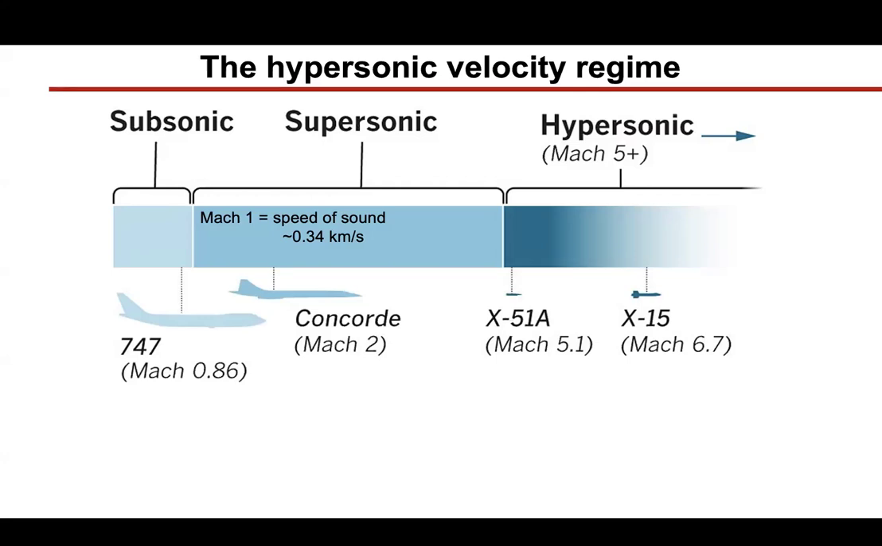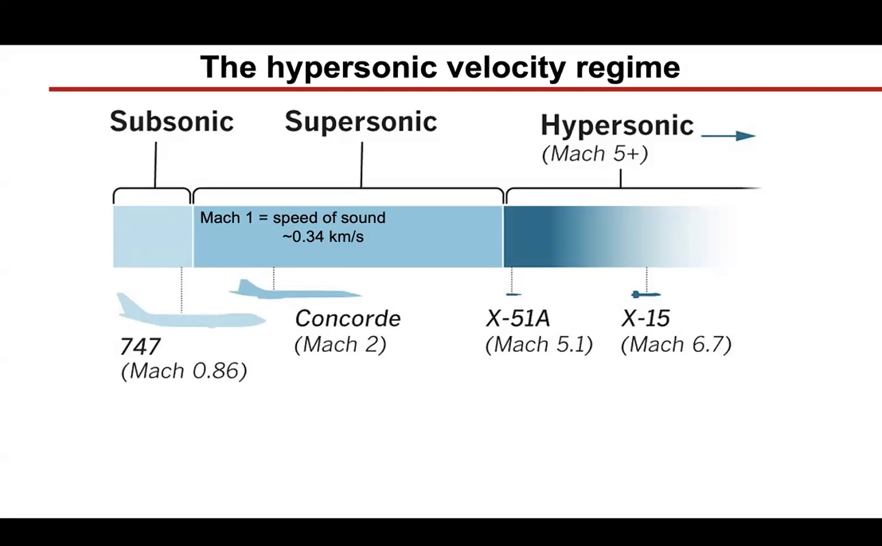Then finally, on the right-hand side, for Mach 5, or 5 times the speed of sound and above, we have the hypersonic regime. Now, in a conventional narrative, this is the realm of these kind of strange experimental systems. The X-51A, the X-15 are systems the US has developed and tested. The X literally stands for experimental here.